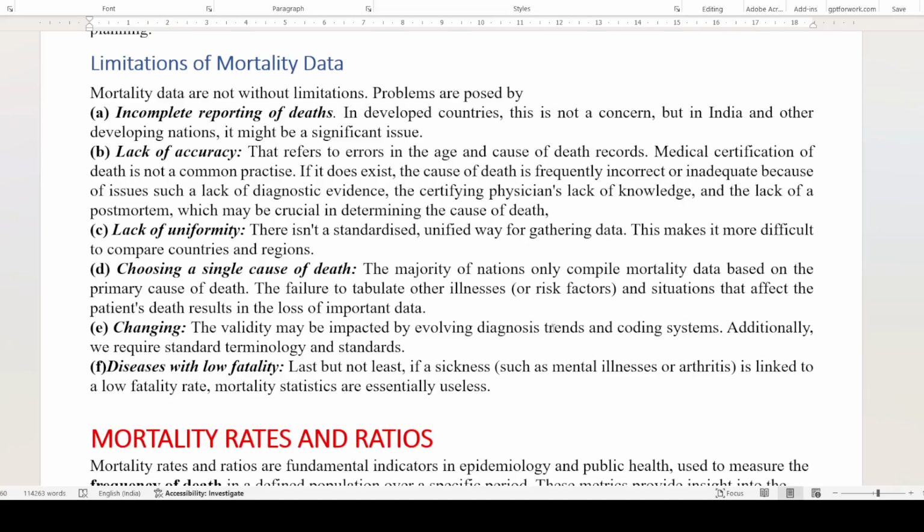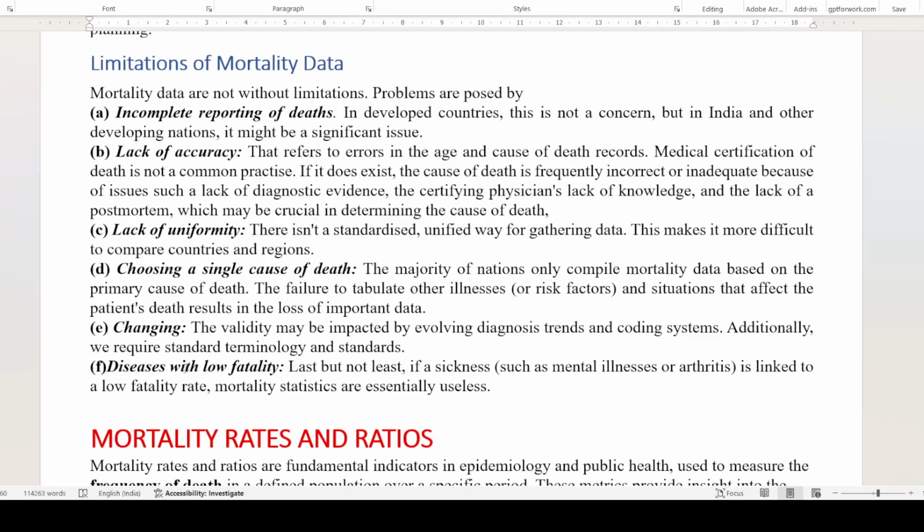Changing means evolving diagnosis trends and coding systems, these are all different. So we require standard terminology. So here I would like to tell you that there is ICD-10. ICD means International Classification of Diseases, where there is a standard terminology which is uniform worldwide.